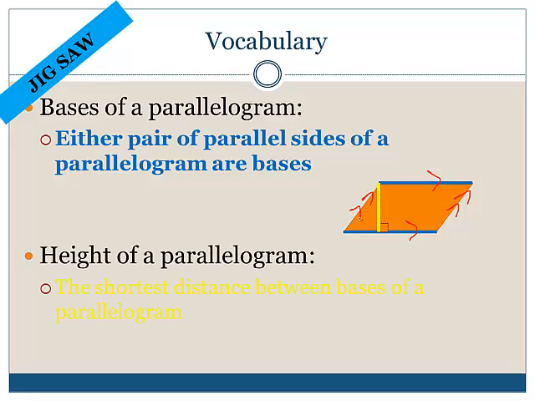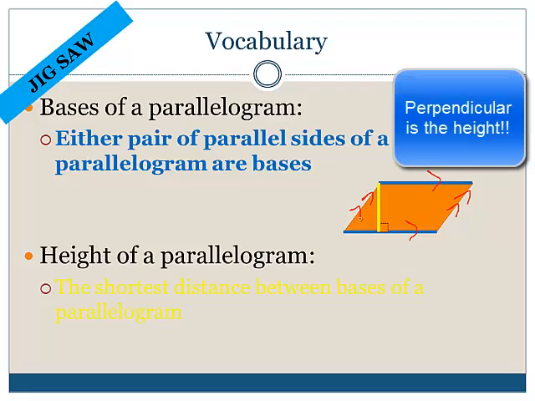So the height of the parallelogram is the shortest distance between bases of a parallelogram. In this case, we're looking at our two bases with one arrow, and the height is represented by the yellow line. It's important to recognize that attached to the yellow line is the perpendicular symbol. And the reason that it's the shortest distance is because it is perpendicular to the base. So that's one thing we always need to keep an eye on.